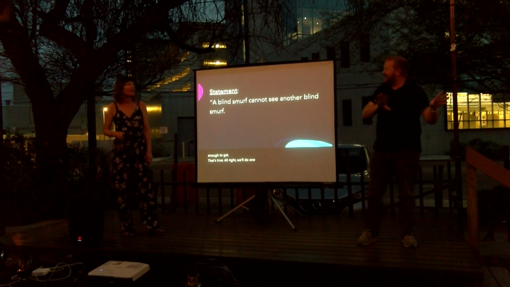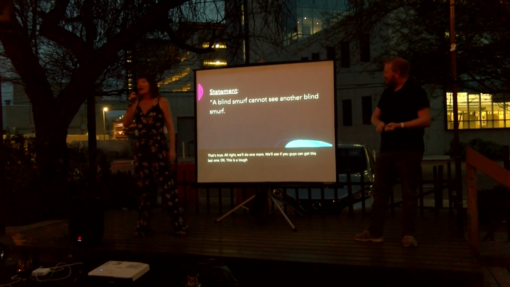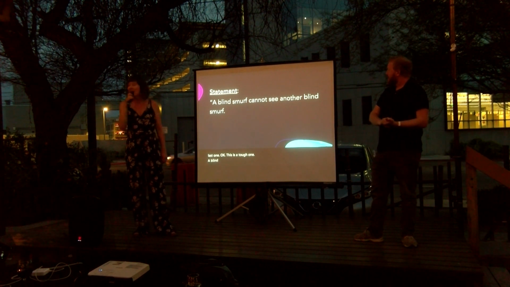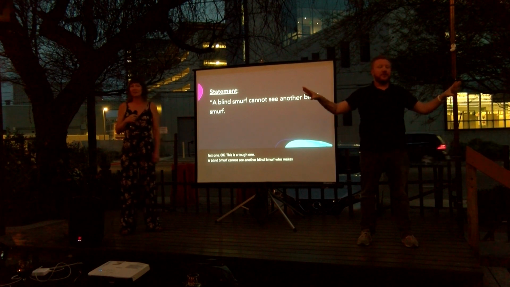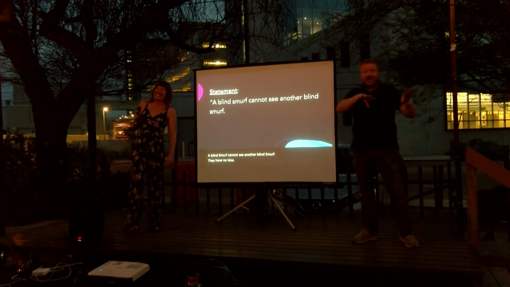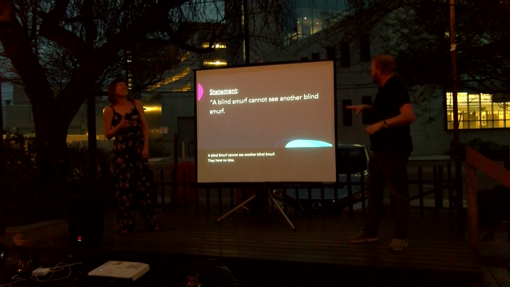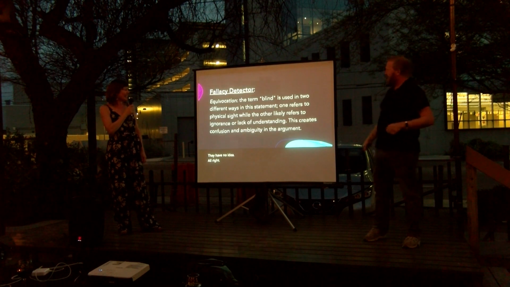We'll see if you guys can get this last one. Okay. This is a tough one. A blind Smurf cannot see another blind Smurf. Who thinks it's a fallacy? They have no idea. All right, being cautious for most of you. I see a hand or two. We'll just skip past if AI is going to get it. We seem pretty good on that.